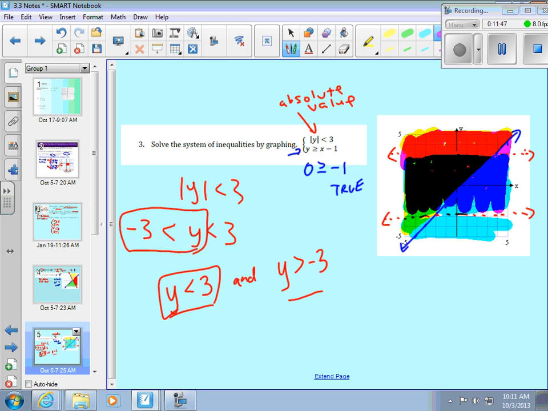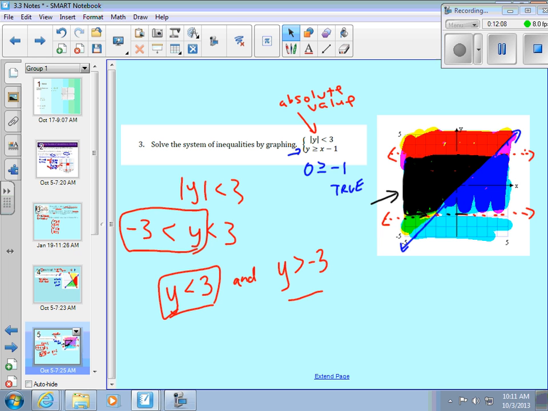Well, where did the overlap happen for all of them? That would be right in this section in black here. This overlapped section right here, that is the solution set for this one. Everything in that area is the solution. So the overlap is always the solution.